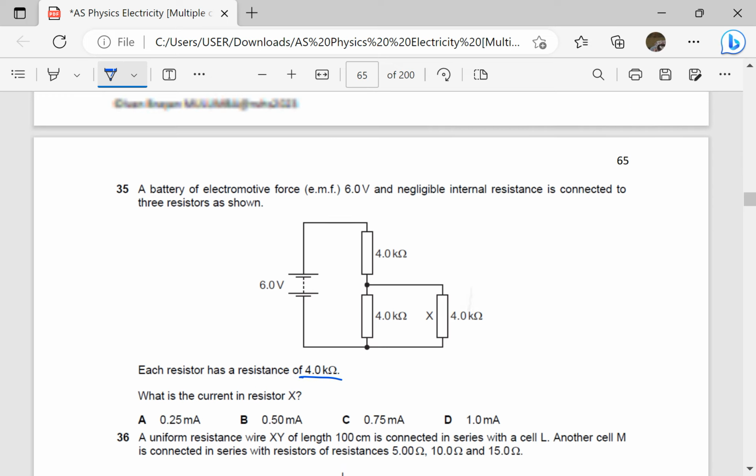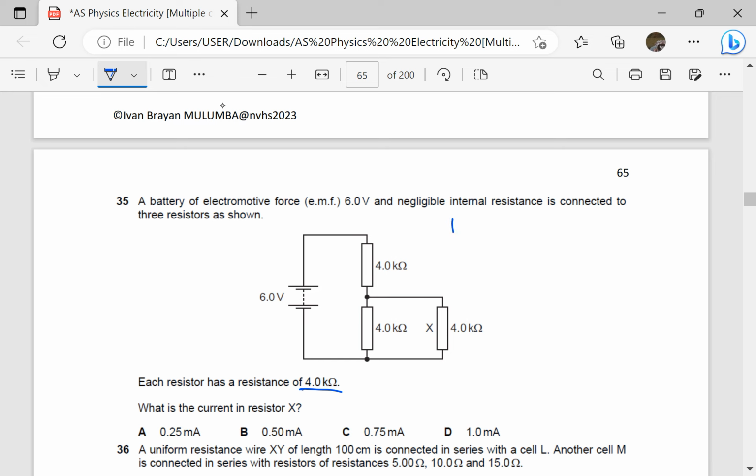First of all, we can find total current in the circuit. Total current is equal to EMF divided by total resistance. These, remember, are in parallel. When I combine them, I will get 2 kilo ohms, because for resistors in parallel, if they are only 2, you can simply get the product over the sum. So it is 4 times 4 over 4 plus 4, which gives us 2 kilo ohms. So total resistance is going to be 2 plus 4, which is 6. So the EMF is 6 divided by total resistance, which is 6,000.